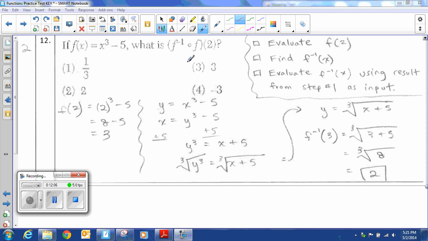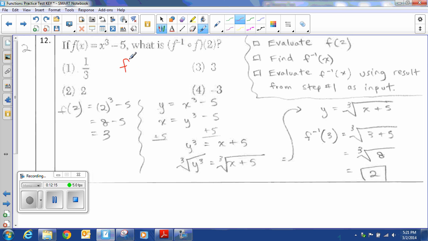Number 12. This is a composition of functions, but also using an inverse function. So we have to start with the innermost parentheses. Remember, this is f of negative 1 of f of 2. So we start with f of 2. So we plug in 2, which is 2 cubed minus 5, which is 3. Then 3 is our input of the inverse function over here. However, we have to algebraically find out what the inverse function looks like.